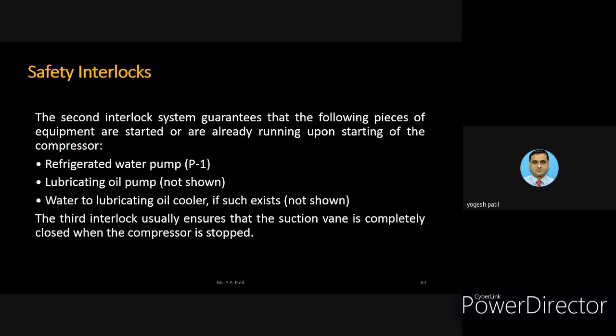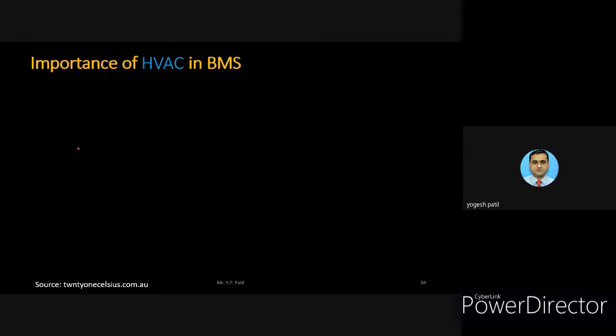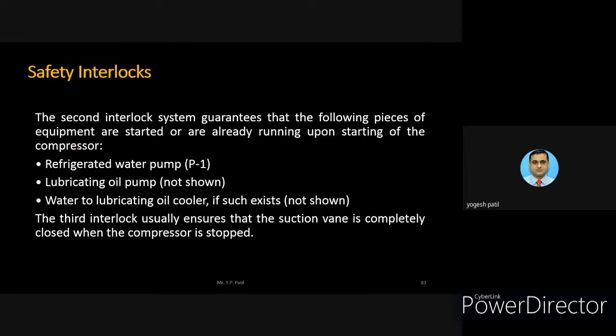And the final interlock, that is the third interlock, usually ensures that the suction vane is completely closed when the compressor is stopped. It finally again ensures the suction vane. So this is about today's control part of the chiller system.